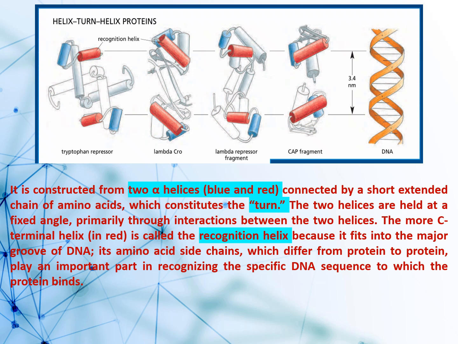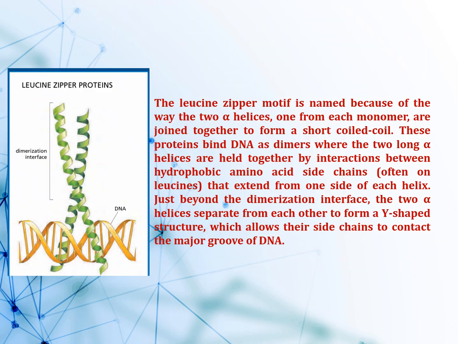All of the proteins shown here bind DNA as dimers in which the two copies of the recognition helix, represented in red, are separated by exactly one turn of the DNA helix, that is 3.4 nm. Thus, both recognition helices of the dimer can fit into the major groove of DNA.